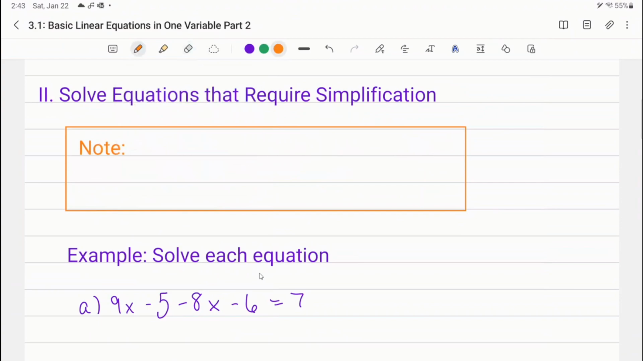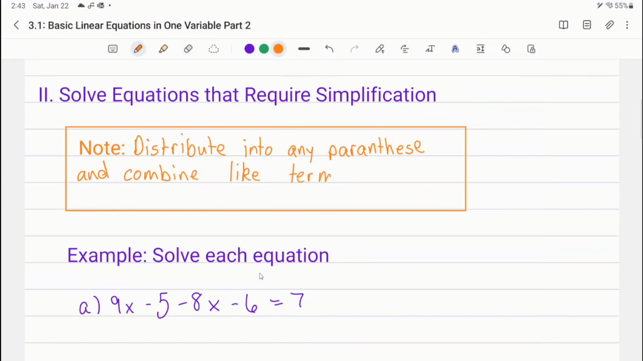So note, you want to distribute into any parentheses and combine like terms before getting the variable alone.